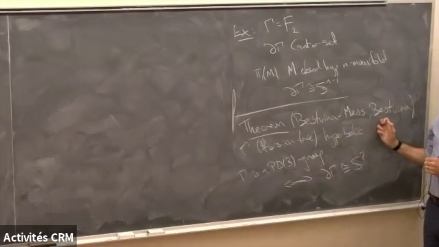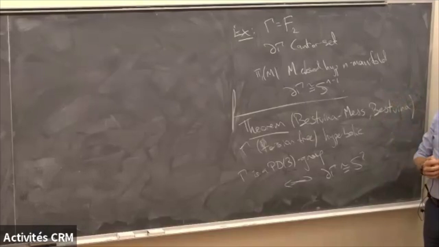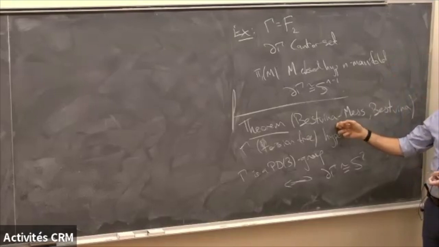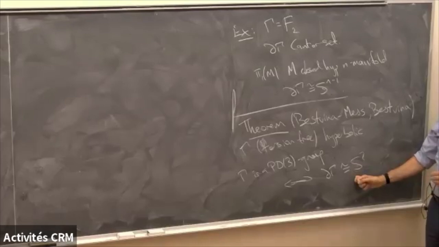What Bestvina and Mess show is that adding the boundary to that is a very nice thing to do. It's a compactification, but it's very nice from the point of view of homotopy theory, and that allows them to get a duality statement between the cohomology of the group with group ring coefficients versus the Čech cohomology of the boundary one dimension down. If it's a manifold like this, then that's just the ordinary cohomology of the boundary. And so you can see exactly where this statement comes from.